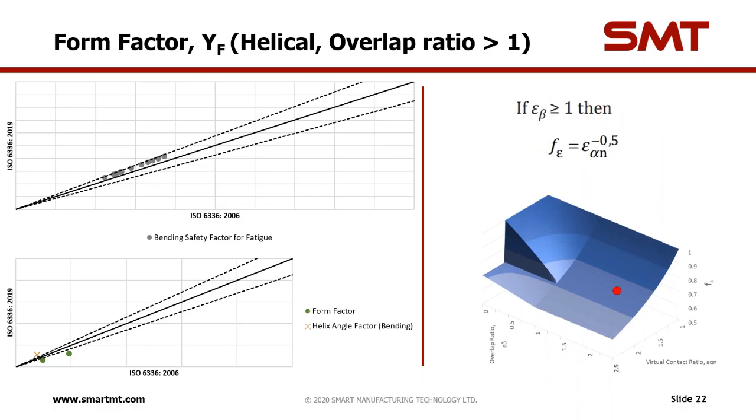The last possible calculation method for F epsilon will be for helical gears calculated for overlap ratio greater than 2. Here the same thing applies for the helix angle factor as discussed before, and with relevance to the form factor, we are on a large descending slope with the virtual contact ratio. The safety factor here actually increased, but the next slide will actually show some interesting behavior.